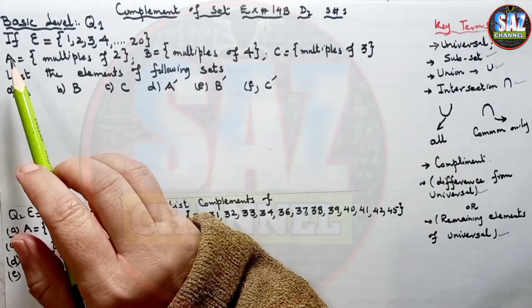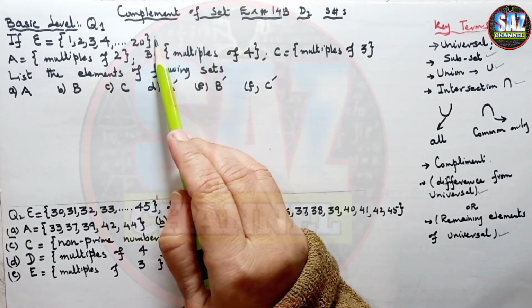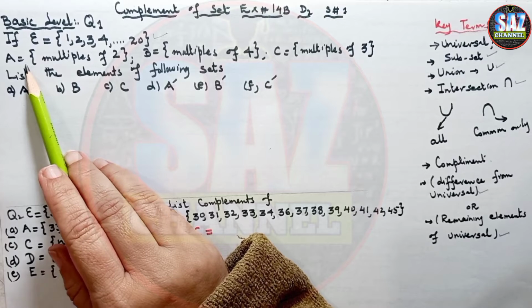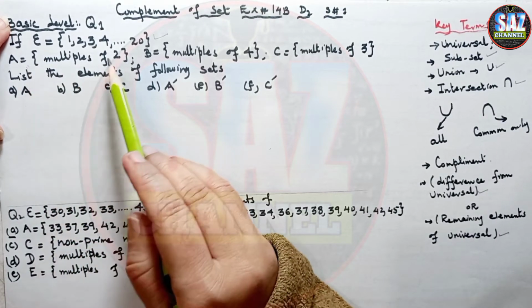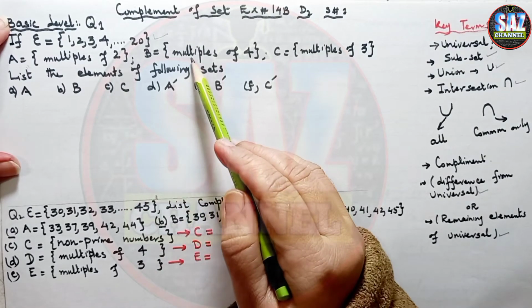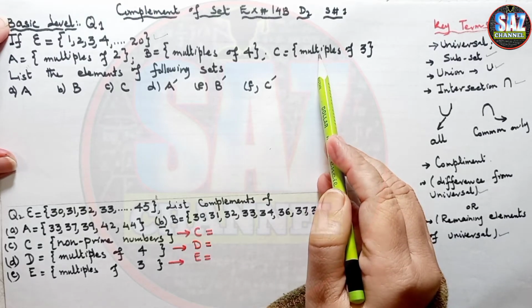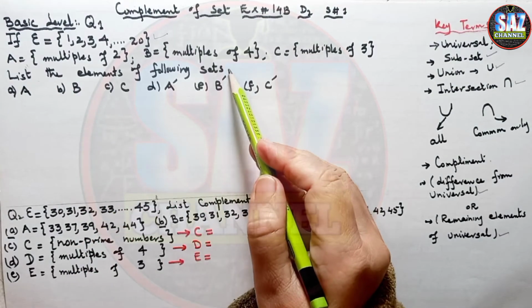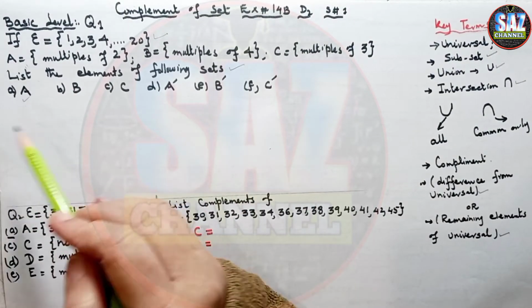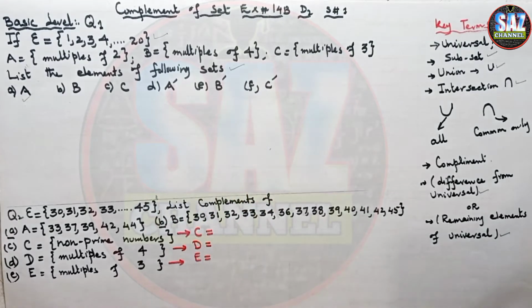Question 1 says that if the universal contains the elements 1, 2, 3, 4 till 20, then set A is the set which has the elements which are the multiples of 2. In set B, we have to write multiples of 4. In set C, we have to write multiples of 3. The requirement of the question is that we have to list the elements of the following sets: set A, B, C, and A complement, B complement, and C complement. So let's quickly move to the solution of the question.